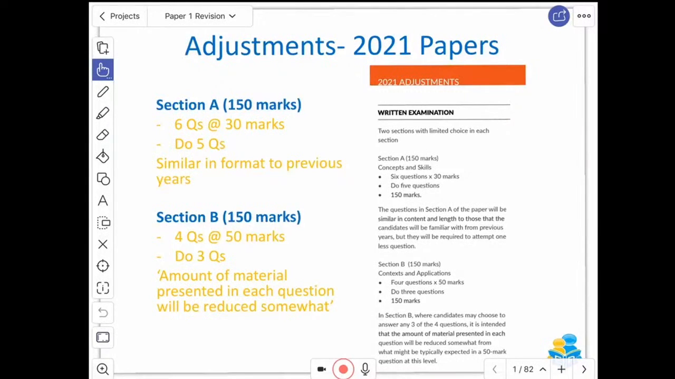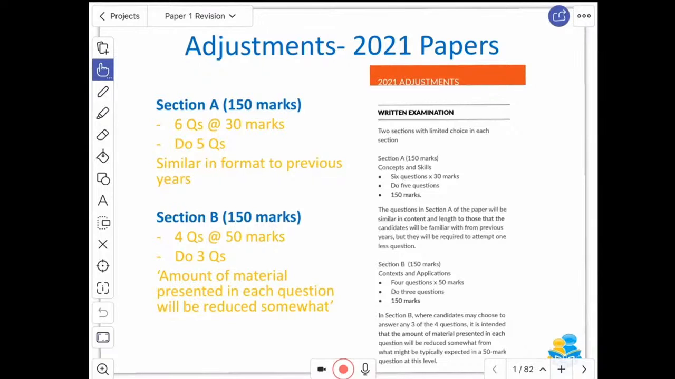So to start off with today, I thought it might be useful to look at the adjustments for the 2021 papers. So I suppose what's important to note is that up until this year, students would have been required to do all questions on paper 1 and paper 2 of the Leaving Cert. However, this year, what we are aware of is that there have been some adjustments made to many of your subjects, and there's a really comprehensive document online where you can actually go and see all of the adjustments for the different subjects across the Leaving Cert.